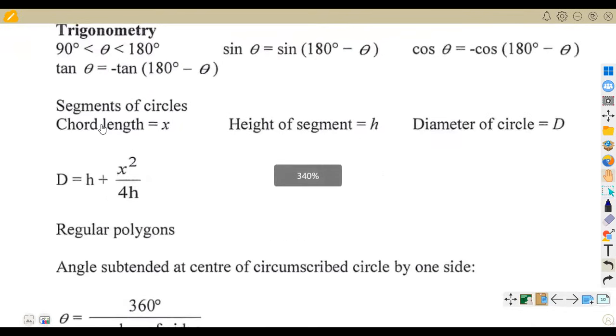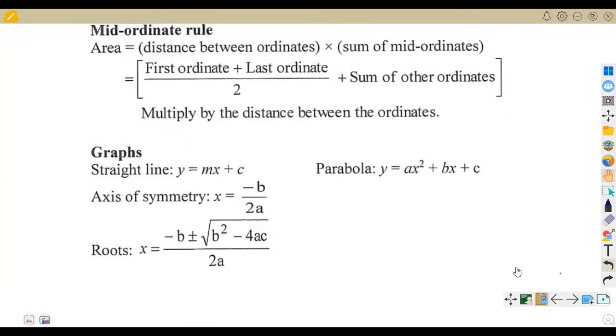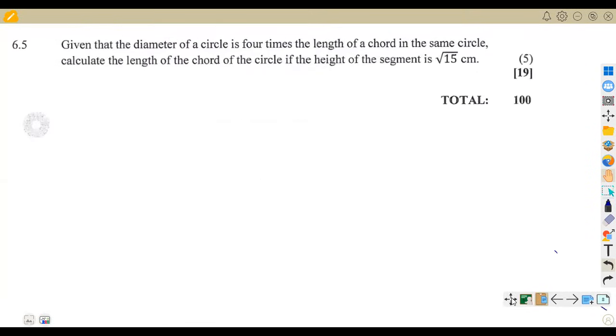We check given segments of circles, chord length represented by x, the height of segment h, the diameter d, and this is the formula that you're going to use. D squared is equal to x squared plus 4h. All right, so from this information, they gave us a certain information that the diameter is going to be 4 times in this case.